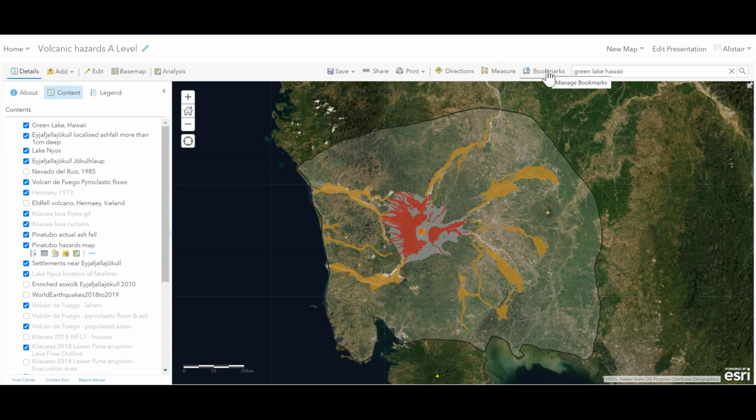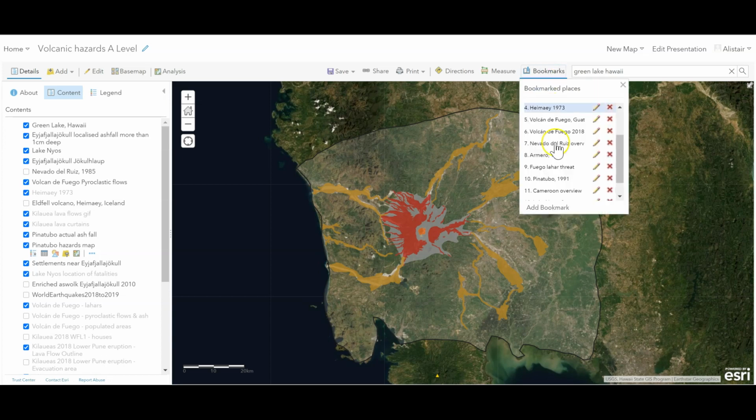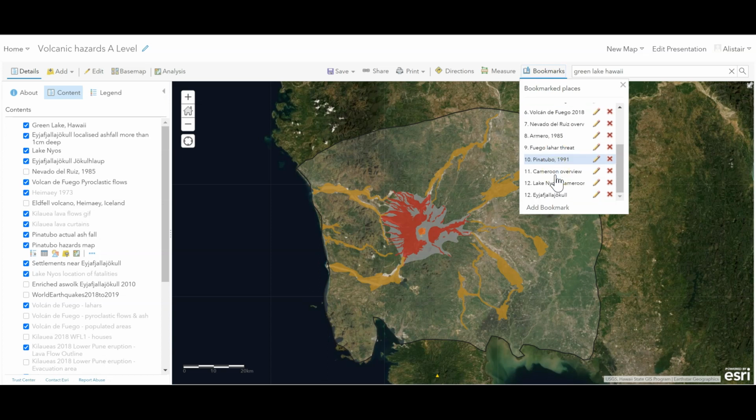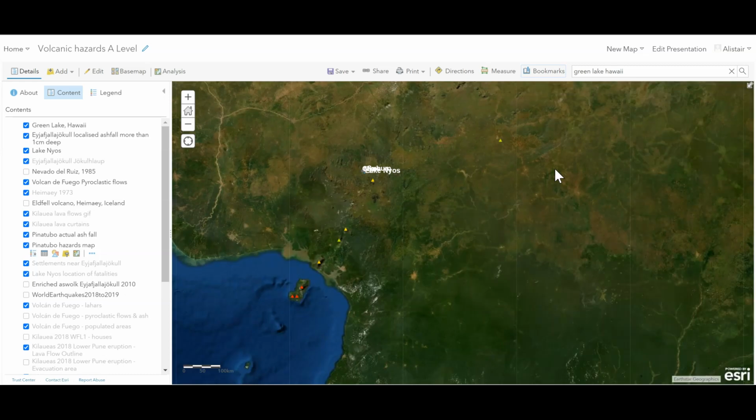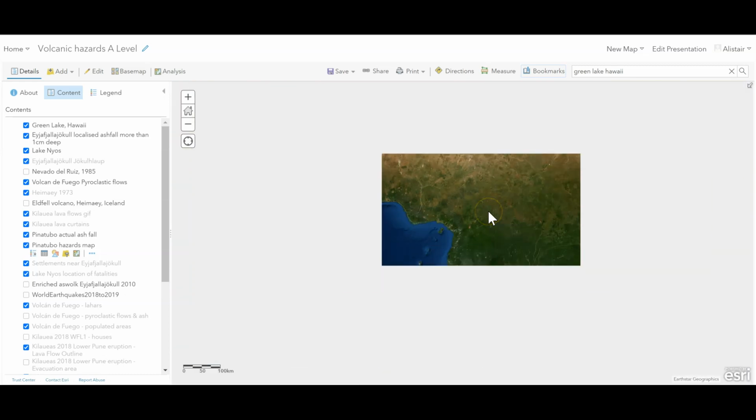Okay, that's lava flows, pyroclastic flows, lahars. We've had a look at ash. There'll be one other place we'll look at in ash in a moment, but we're now going to go to Cameroon. Whereabouts in the world is Cameroon? Let's zoom out a little bit.